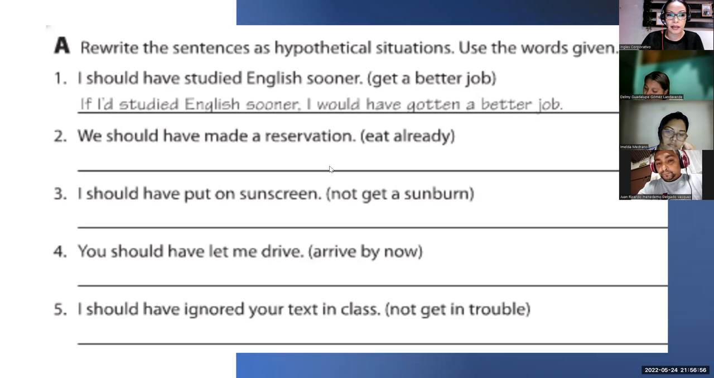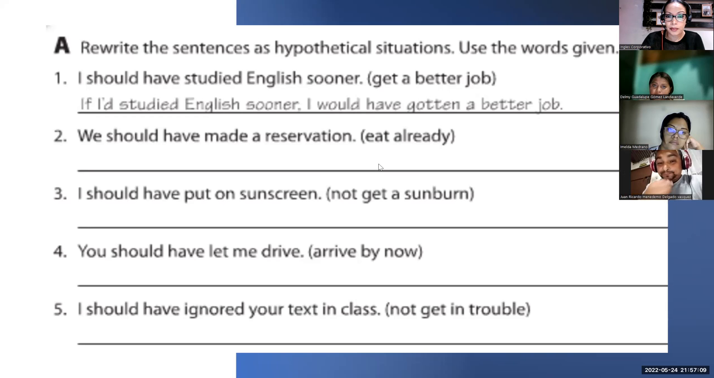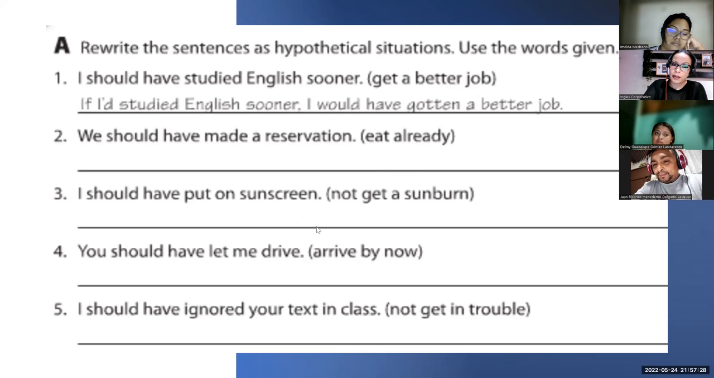Volunteer for number three. I should have. Vamos a levantar la mano. Volunteer for number three. Juan Ricardo. I should have a pound sugarcane. Okay, I assume. Ok, la primera parte sí está bien, pero la segunda le falta la estructura.